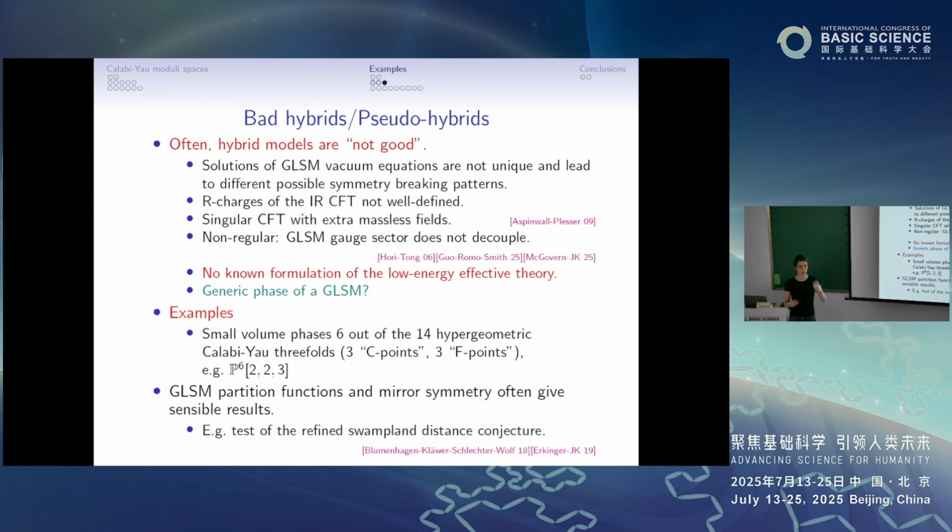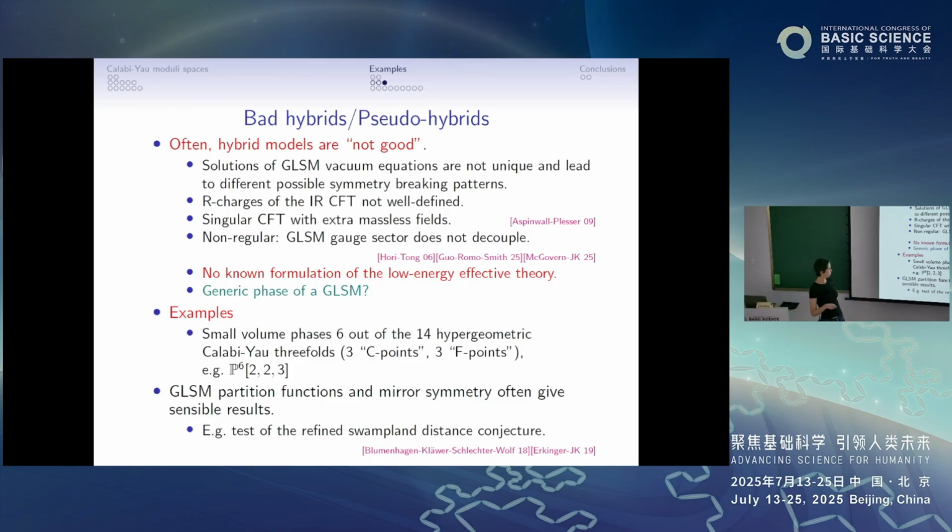I know that to some people in the audience, having a theory without an action is not a bad thing, as we heard in the previous talk. But for me, this is still somewhat scary. But I think we'll also have to deal with this in the Calabi-Yau moduli spaces, because I actually believe that this is a generic phase of a GLSM. The examples I gave you before are probably non-generic, and we'll have to deal with phases of GLSMs where we don't have a nice low energy description in terms of an action.